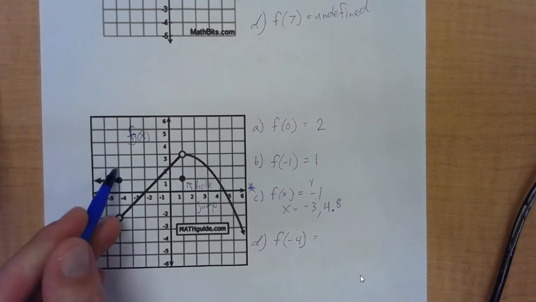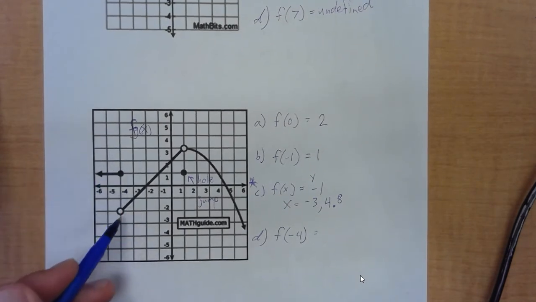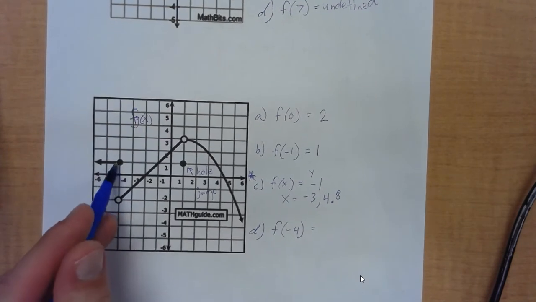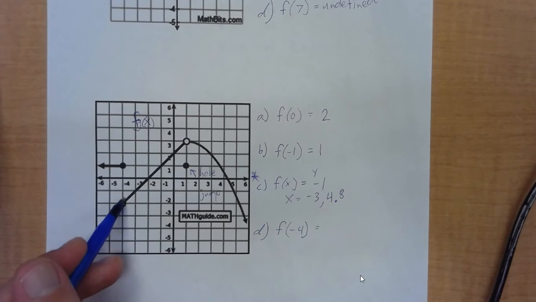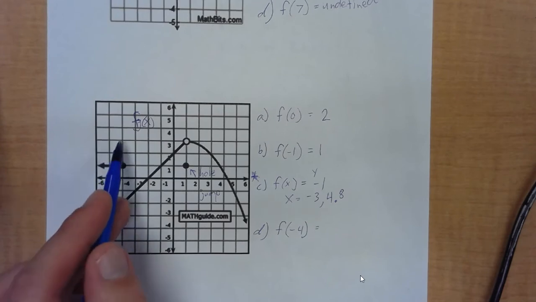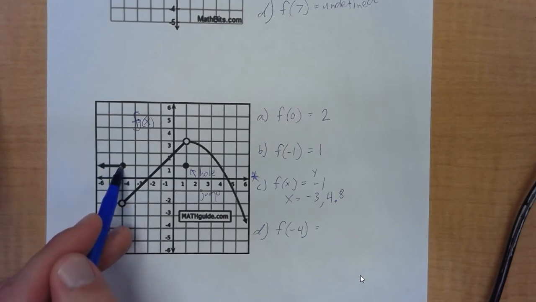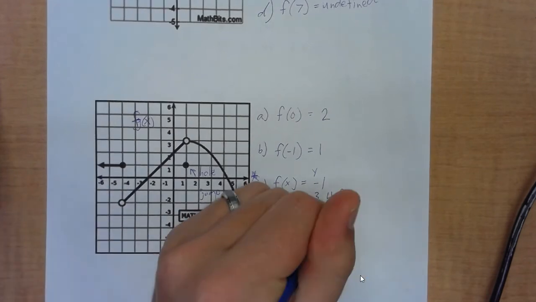So let's see, we're in this area right here. We need to know that we should include the function that has the closed circle here and ignore the one with the open circle. So this is our data point right here. The function is equal to 1 when x is negative 4.